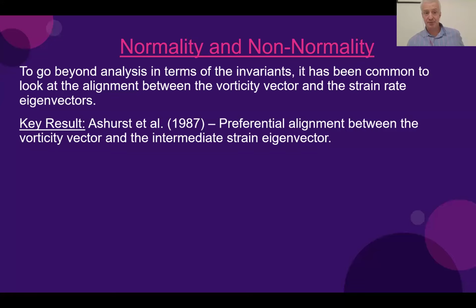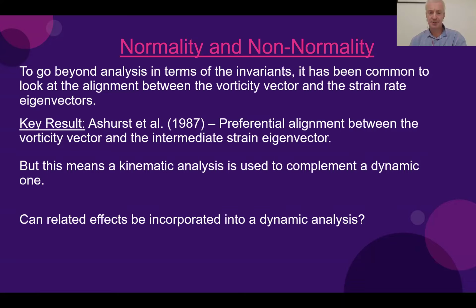And the key result in this field was from Ashurst et al. '87, where the vorticity vector was preferentially aligning in homogeneous isotropic turbulence, but also in many other flows, with the intermediate strain eigenvector, which is really counterintuitive, actually. You would anticipate from Taylor's arguments in the 1930s, it would be aligning with the direction of maximum extension. And from Betchov's arguments in the 1950s, the opposite, it would be aligning with the direction of maximum compression. For it to go with the other direction was definitely counterintuitive and doesn't sit with the eigenvalue picture of the universe you'd anticipate, with the compression or the extension.